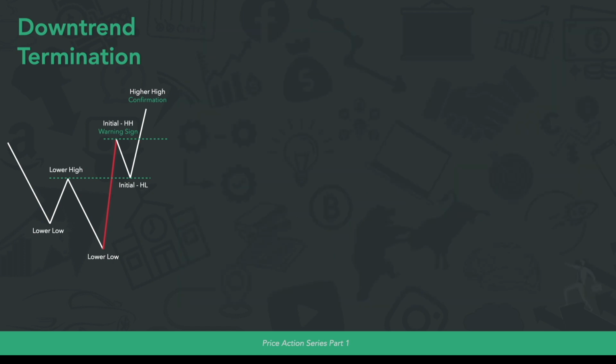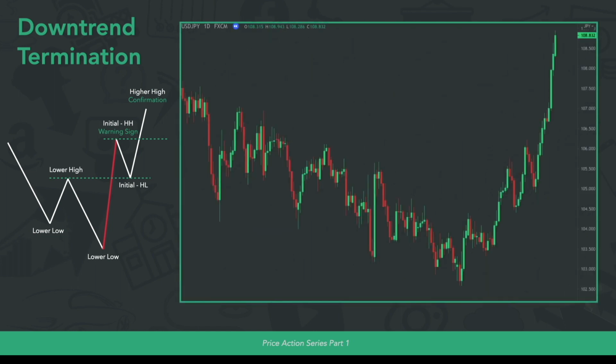Alright? Another example of downtrend termination. So, we are looking at USD-JPY daily time frame. So, as you can see, nasa downtrend tayo. Right? So, lower lows, lower highs. Okay? So, lower low and then lower high. Now, ito yung last lower high natin. Okay? Ito yung last lower high.